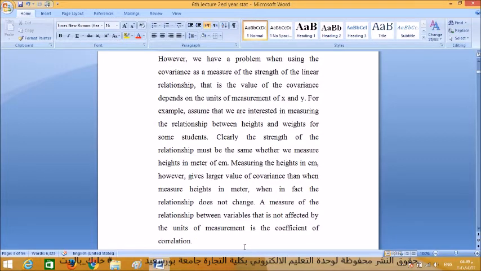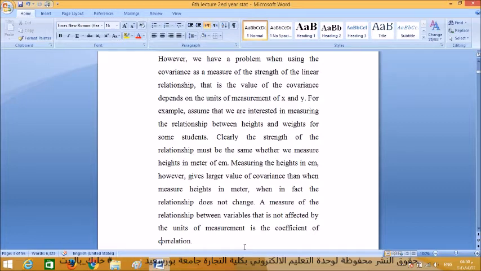Okay, so now why is the coefficient of correlation better than the covariance to express the relationship between two variables? What's the difference between the coefficient of correlation and the covariance when expressing the relationship between two variables? Okay, so it's better to use the coefficient of correlation instead of covariance.